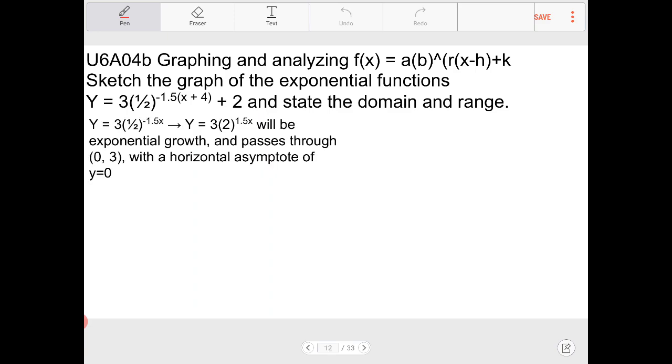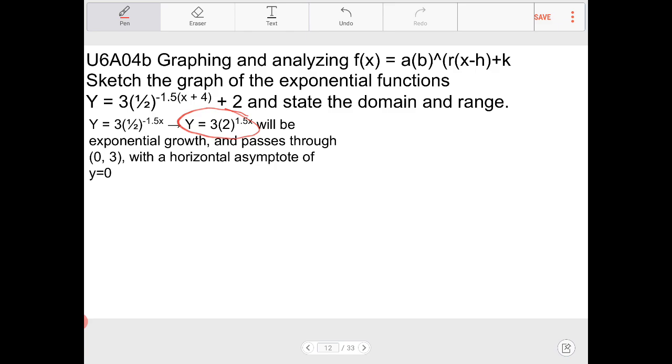Well, I know that y = 3 times 1/2 to the negative 1.5x. If I rewrite that, that is equivalent to this expression right here. Because of this, I recognize that this is actually an exponential growth. So this graph is going to experience exponential growth with a y-intercept of (0, 3) and a horizontal asymptote of 0.